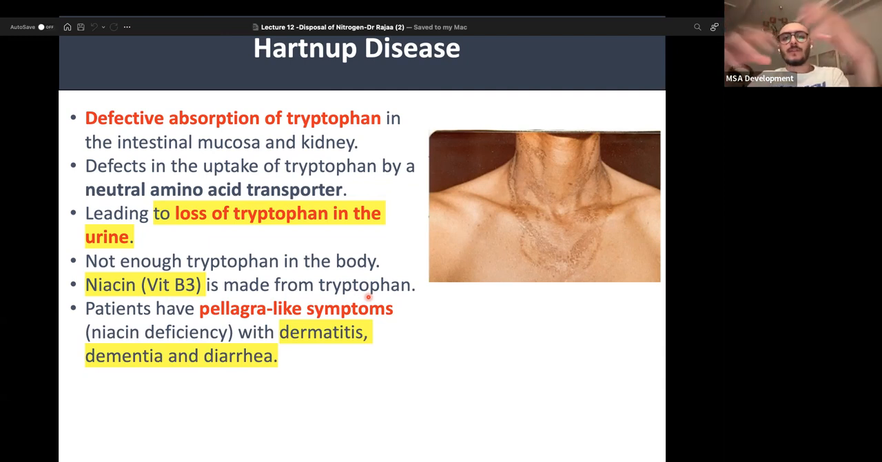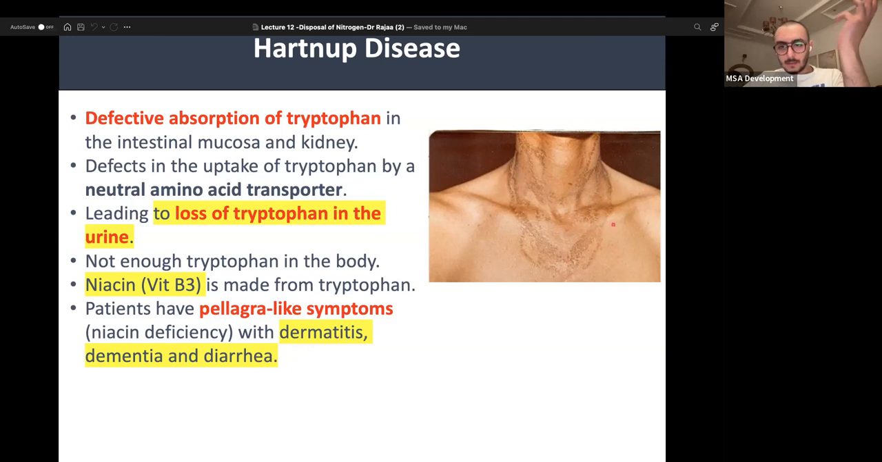symptoms, or the manifestation will be symptoms of niacin deficiency, which are called pellagra-like symptoms. What are pellagra-like symptoms? They are usually abbreviated into three. It's a mnemonic. It's called 3Ds, or sometimes 4Ds. Here it's written 3Ds: dermatitis, dementia, diarrhea. The fourth D is usually death, by the way.